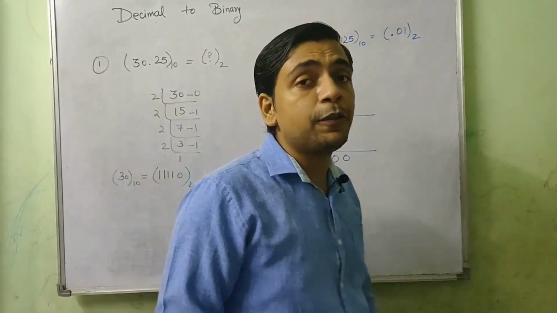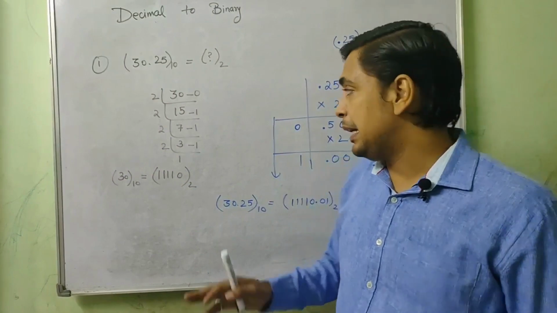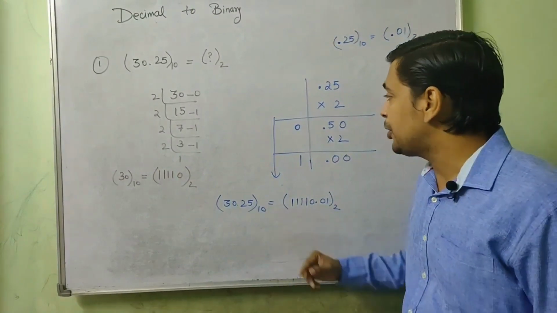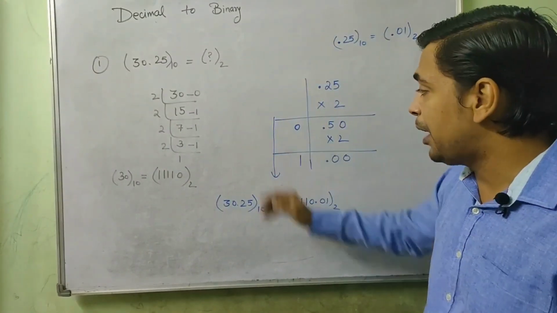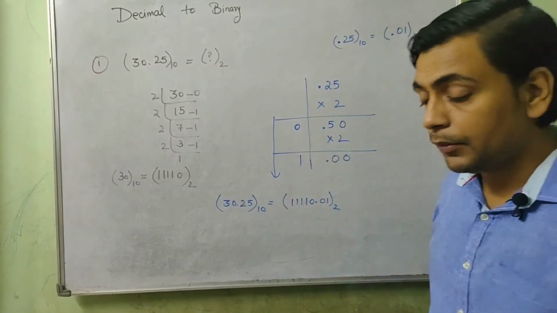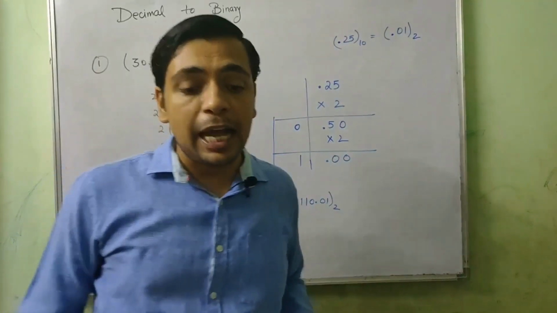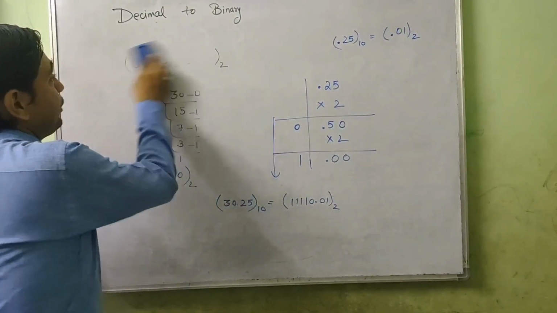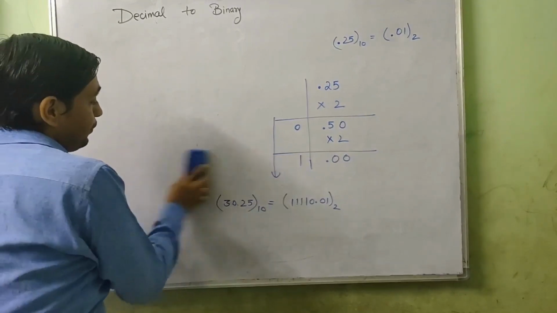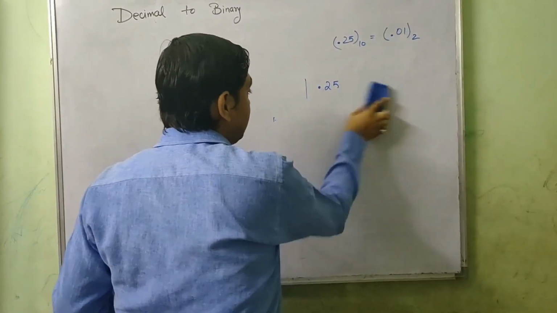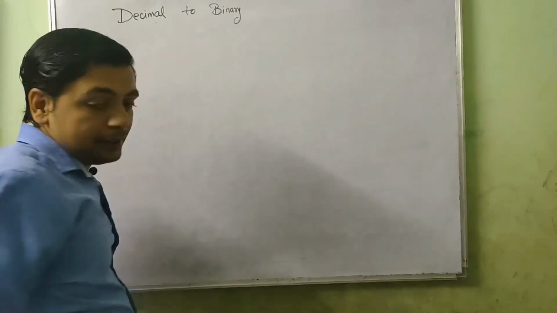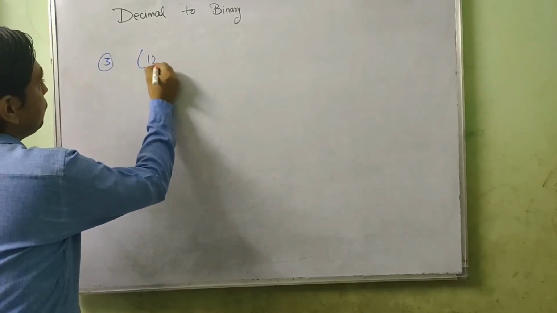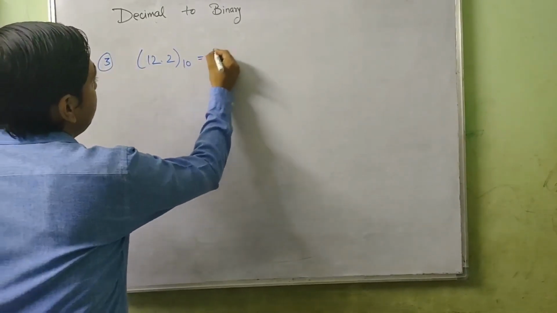Integer part is divided by 2, fractional part is multiplied by 2, and in the integer part you will note down the remainders from bottom to top. In the fractional part you will note down the integral part of it from top to bottom. So this is how you are going to convert, and for your practice I am taking one more decimal number with a fractional part, and we are going to convert that also into binary. So the next number, an integer along with a fractional part in decimal, is 12.2. So now we are going to convert 12.2 in decimal to binary.